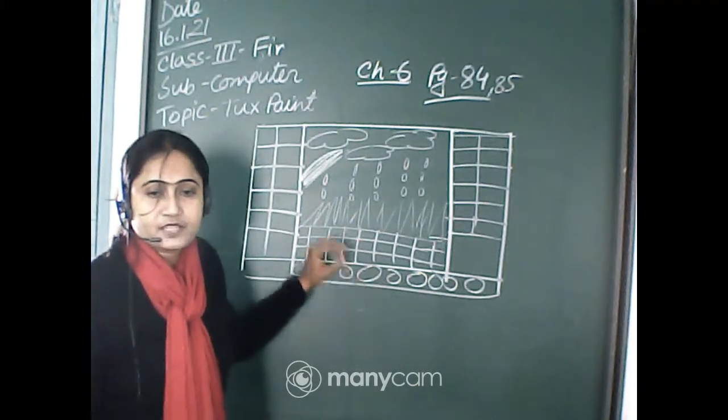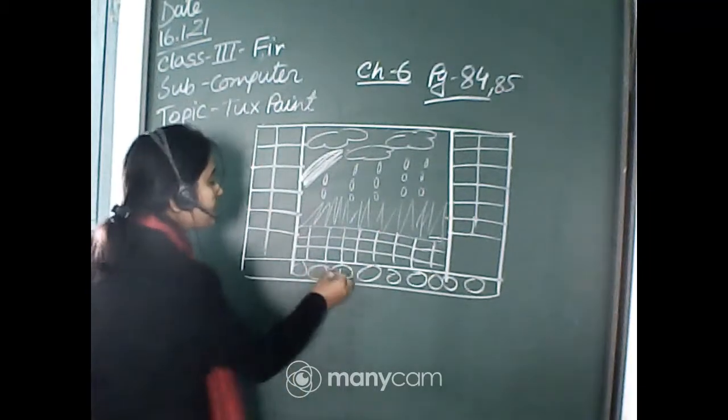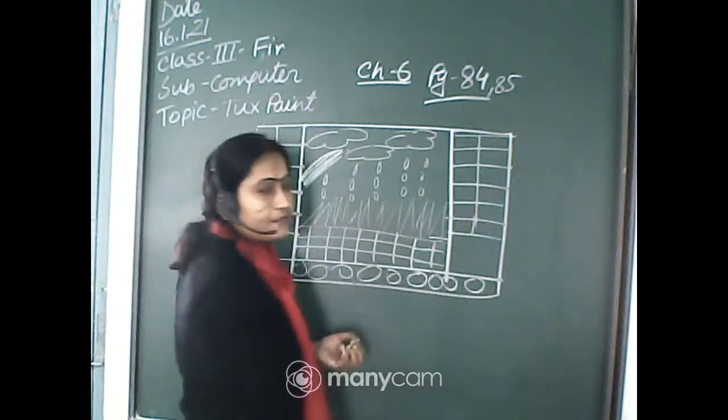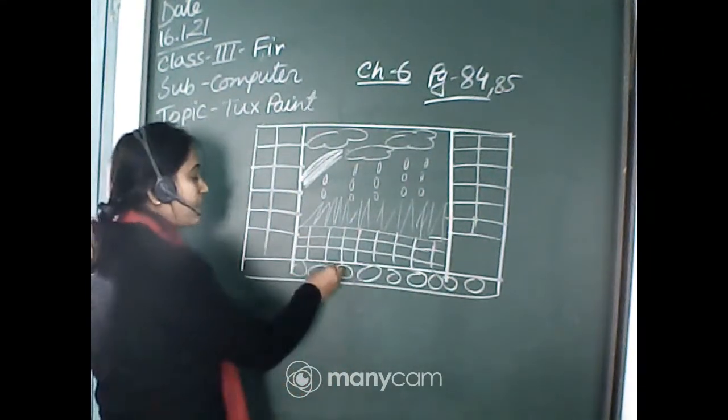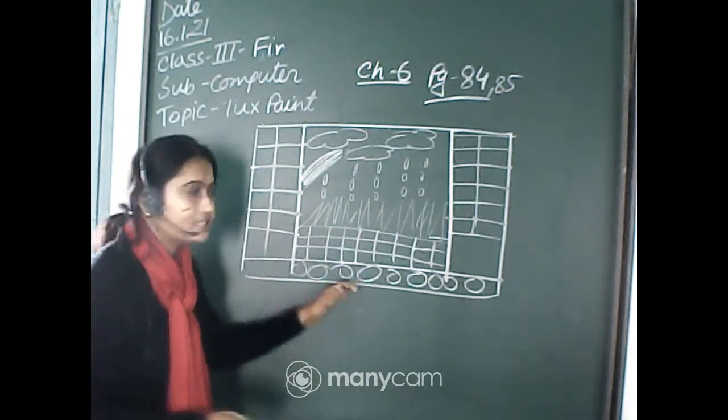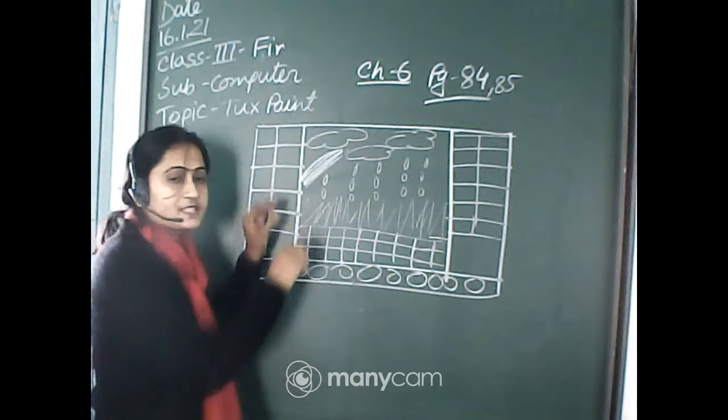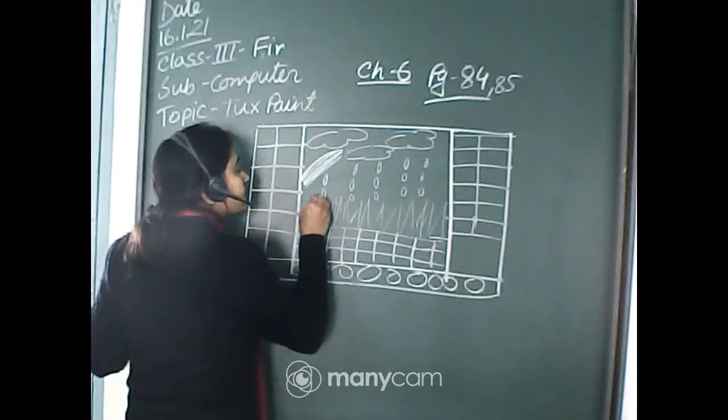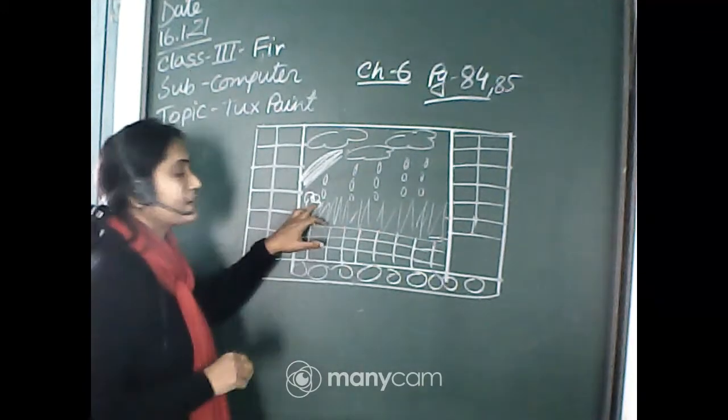Suppose you want to insert a red flower. Select the red color, choose the flower effect from the magic tree, and select the red color from the color palette. Where you want to insert the flower, you just click it, and you can see the red color flower.